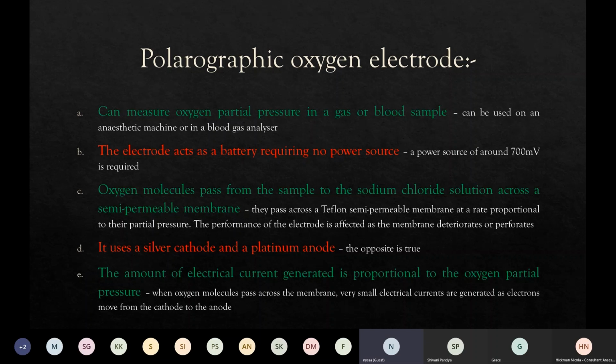It uses a silver cathode and a platinum anode, so they've switched them over there. It actually uses a platinum cathode and a silver anode. And the amount of electrical current generated is proportional to the oxygen partial pressure, so that is true. When the oxygen molecules pass across the Teflon membrane, they generate a really small electrical current as the electrons move from the cathode to the anode, and that is how the value is generated.